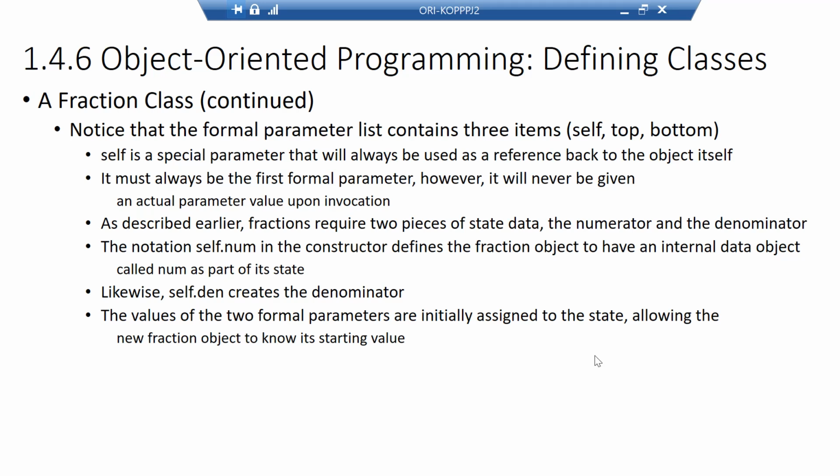As described earlier, fractions require 2 pieces of state data, the numerator and the denominator. The notation self.num in the constructor defines the fraction object to have an internal data object called num as part of its state. That's for the numerator. Likewise, self.den creates the denominator. The values of the 2 formal parameters are initially assigned to the state, allowing the new fraction object to know its starting value.